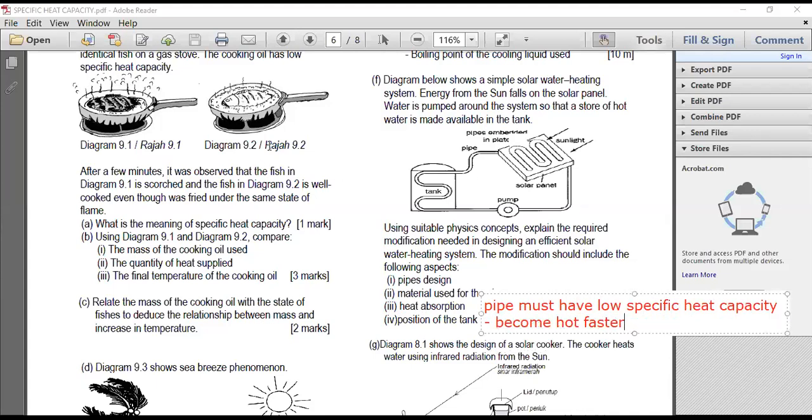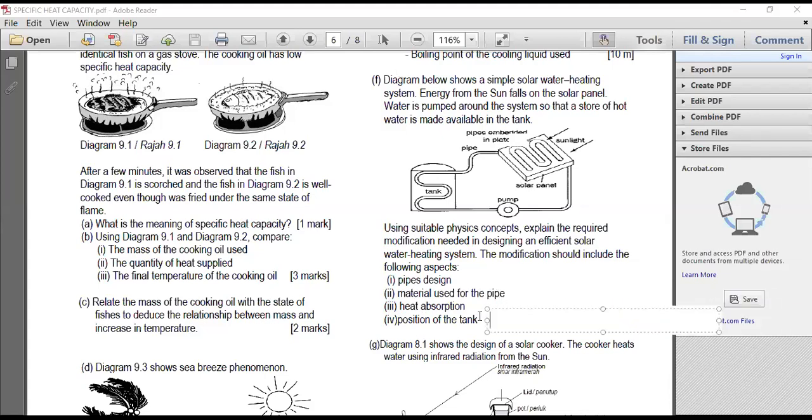And then the position of the tank. The position of the tank you say high, so that water can be supplied at high pressure. That means the water will come out faster. So water will be supplied with higher pressure.